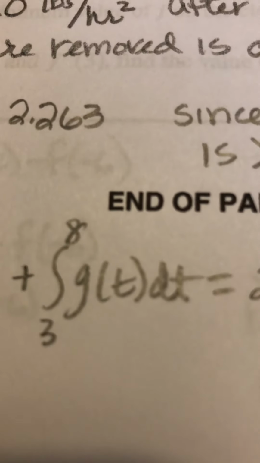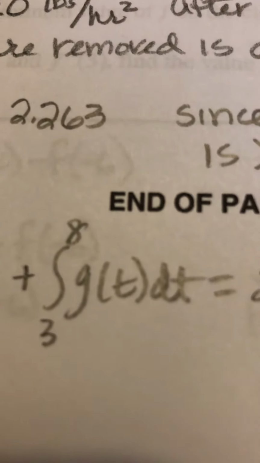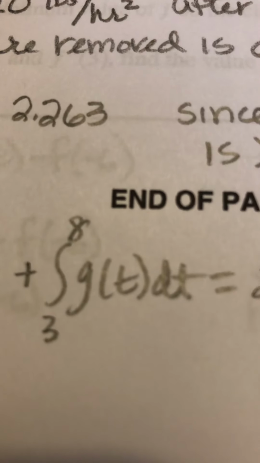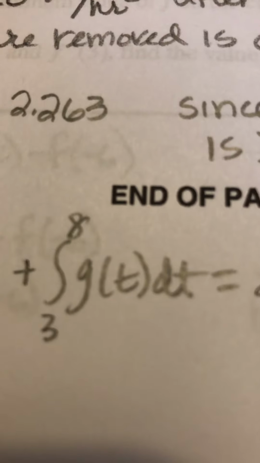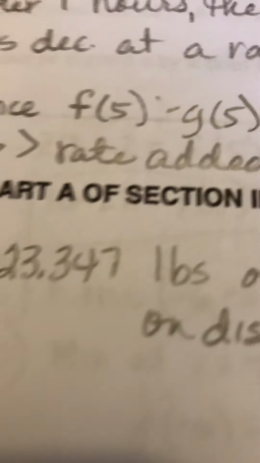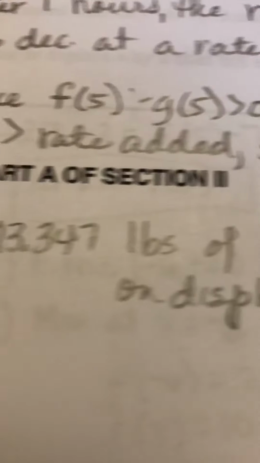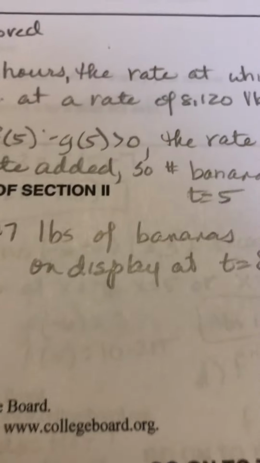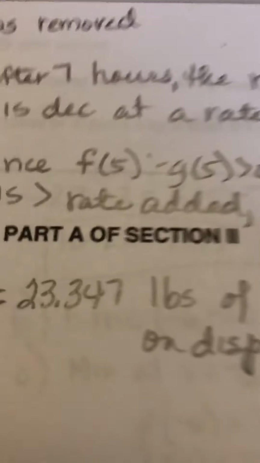And then we add on the bananas that were added. But remember, bananas didn't start getting added till 3 hours in. So that's just the integral from 3 to 8. Okay, not 0 to 8, 3 to 8 of g of t dt. Put it on the calculator, and there we go. There are 23.347 pounds of bananas on display at t equals 8.